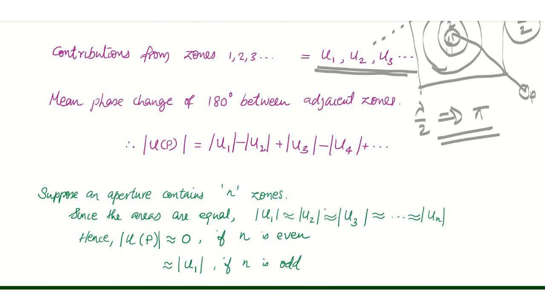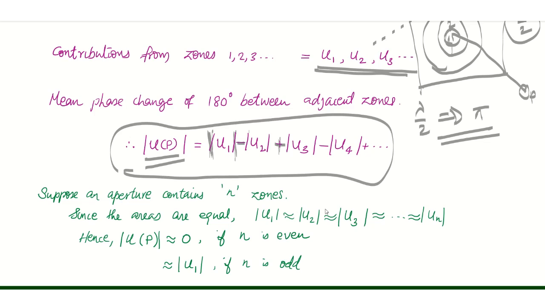And therefore, the total field, according to the superposition principle, is U1, the modulus of U1, and because it's 180 degrees out of phase, minus U2 plus U3 minus U4 and so on. That gives you the total field at the point P.